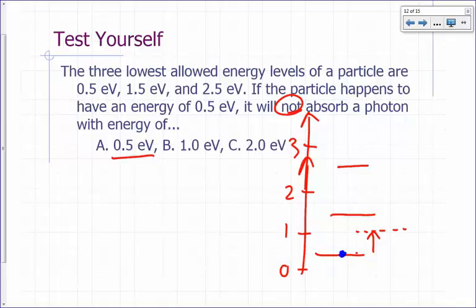Okay? Will it absorb 1 electron volt? It may absorb 1 electron volt. Depends on what the selection rule is. Will it absorb 2 electron volts? It might. It may absorb 2 electron volts. Okay? It's not guaranteed because we don't know what the selection rules are.